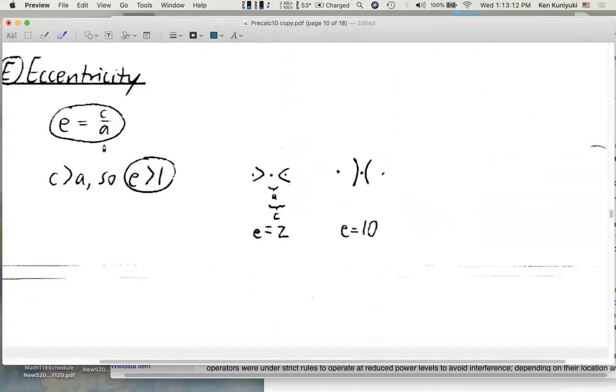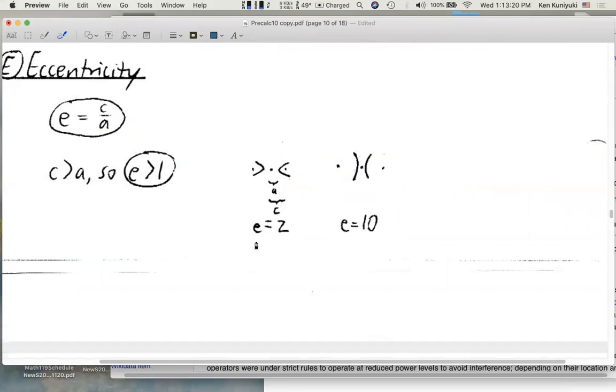Eccentricity, e is c over a, like before for an ellipse. This time c is greater than a. It's kind of top heavy. e is greater than 1. So for example, here, the eccentricity is 2 for this hyperbola. The eccentricity is 10 for this hyperbola. They look like parallel lines.